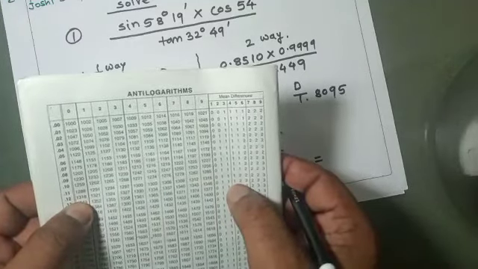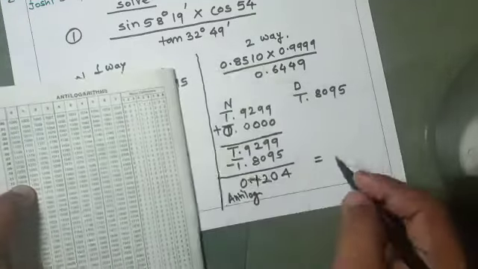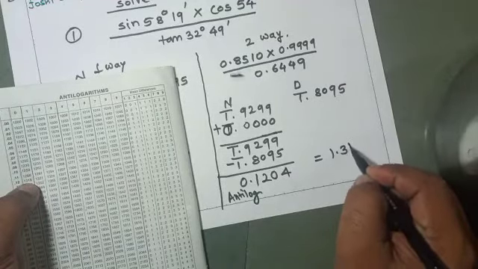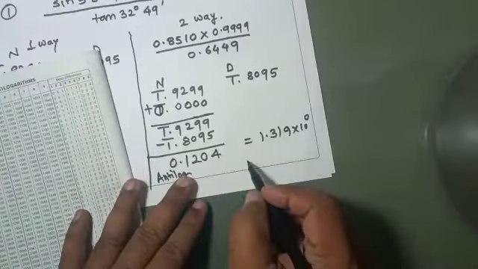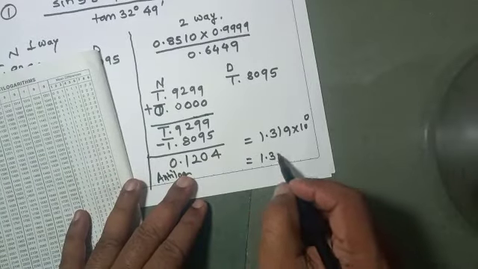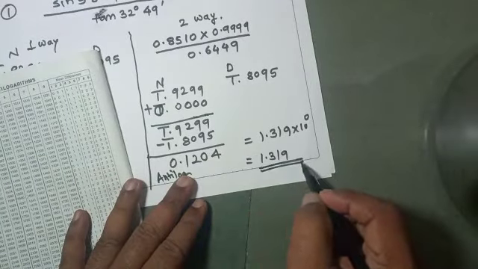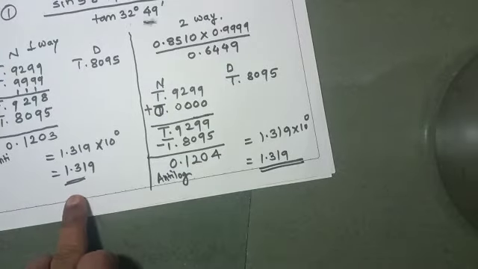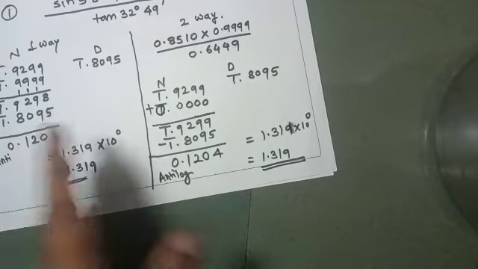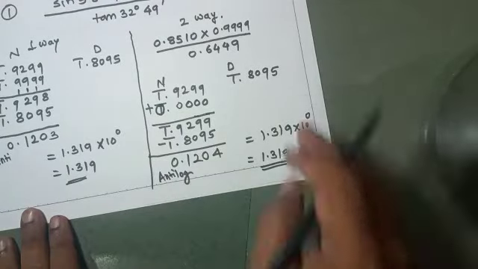What happens? If we take antilog of 0.12 in 0, that is 1318, and in 4, 1 is added. So it is 1.319 into 10 to the power 0. So your answer will be 1.319, which is the same, means first way or second way, it will be same.